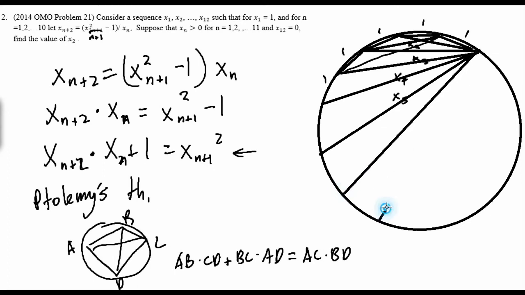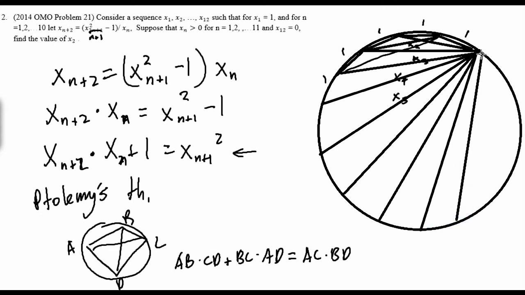x7, x8, x9, and you can see where we're going with this, right? x10, x11. I didn't draw the diagram very well there, but we stop here because you know why? x12 is 0.